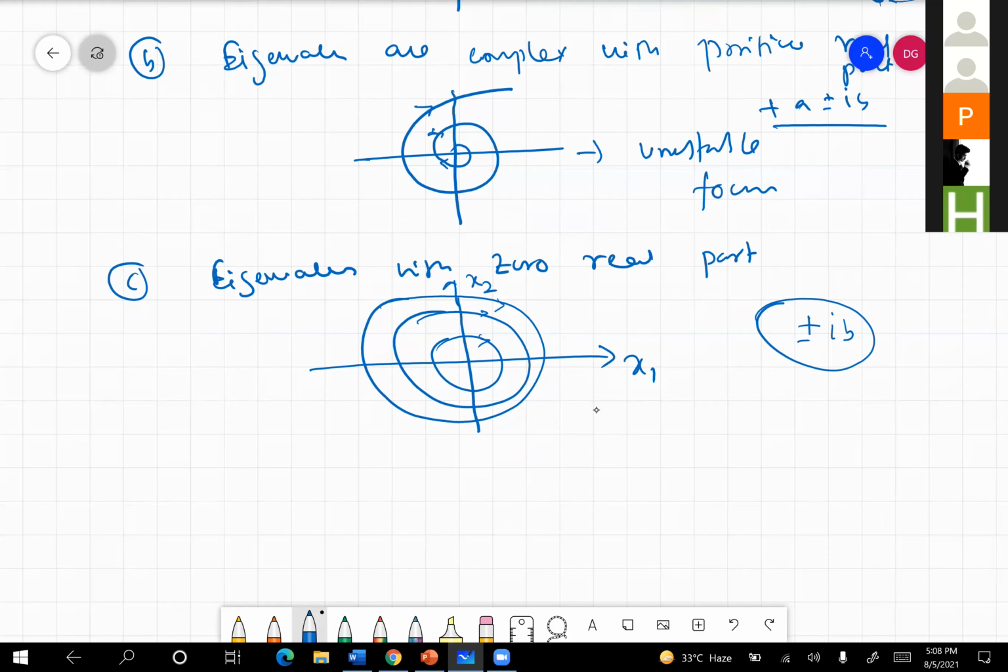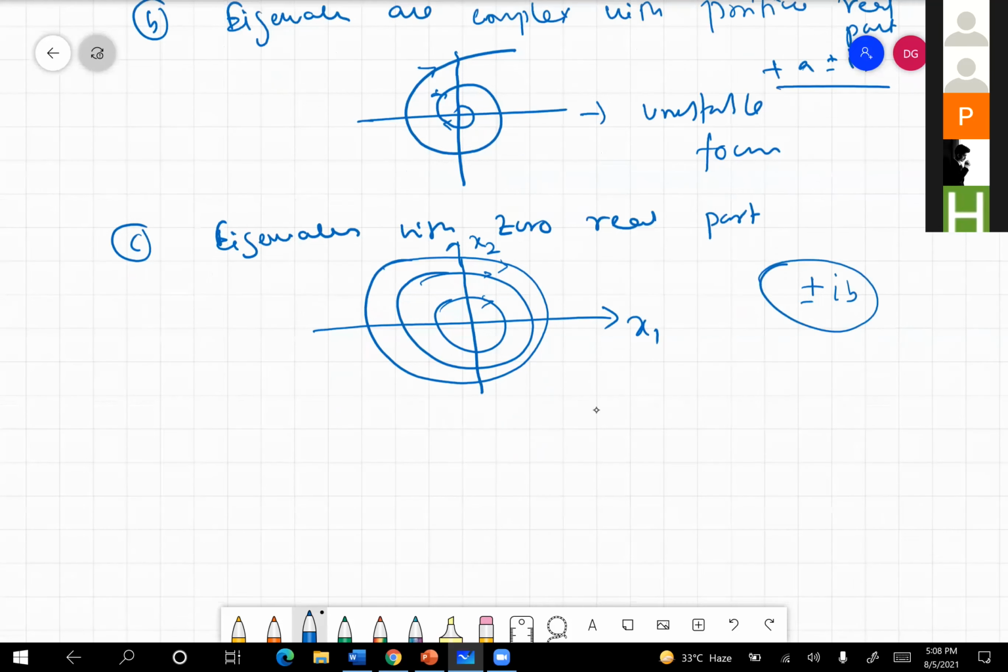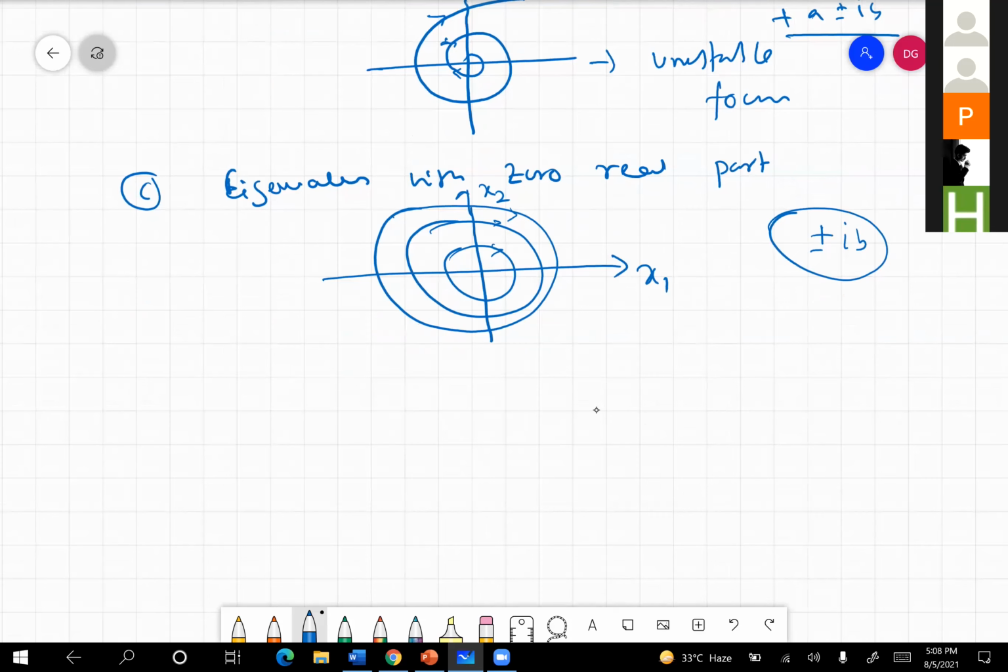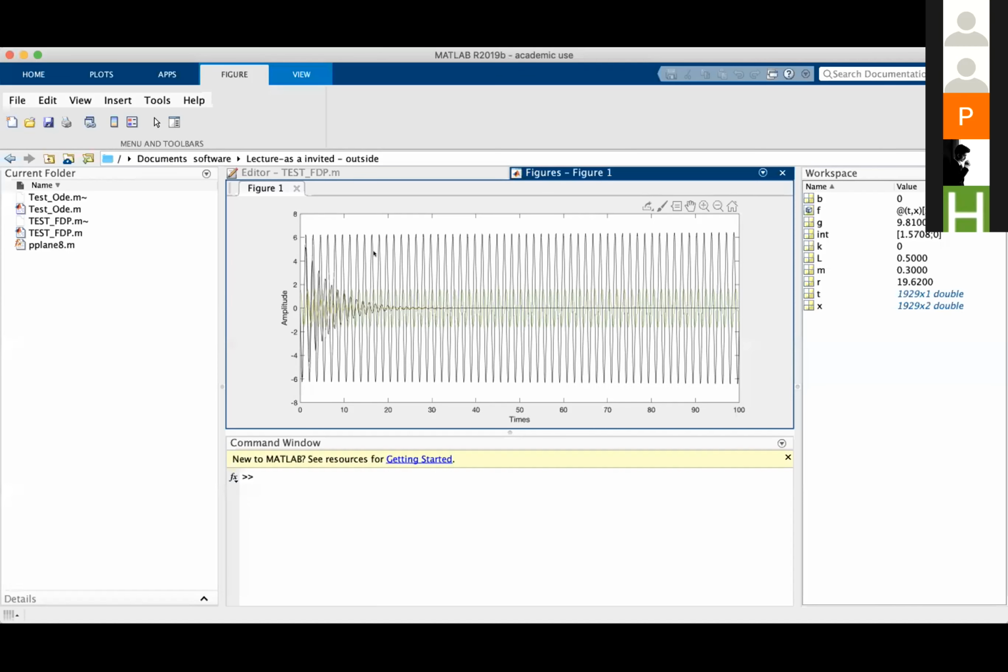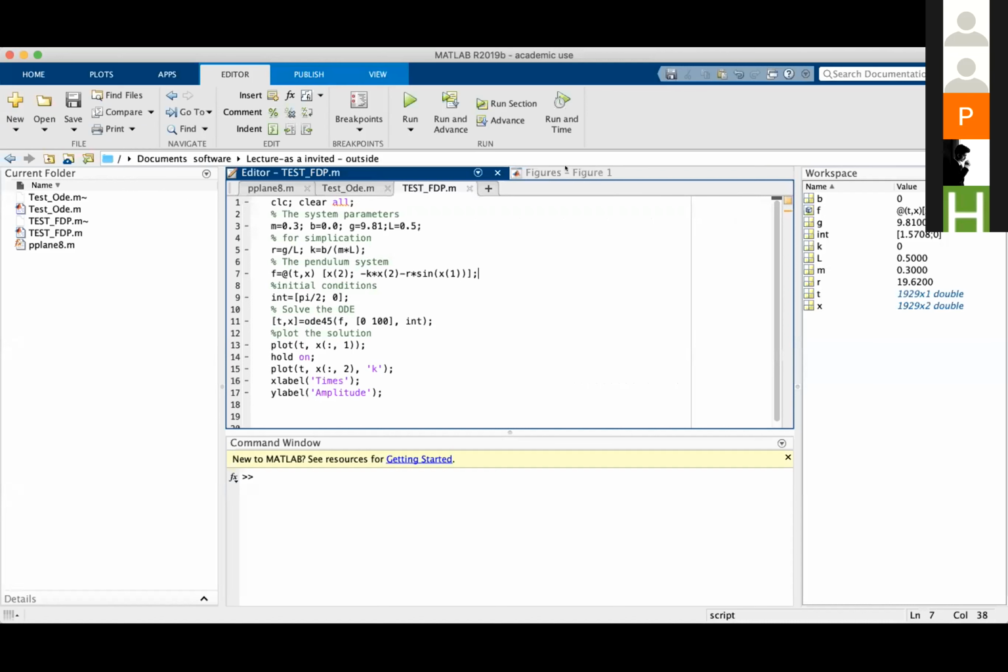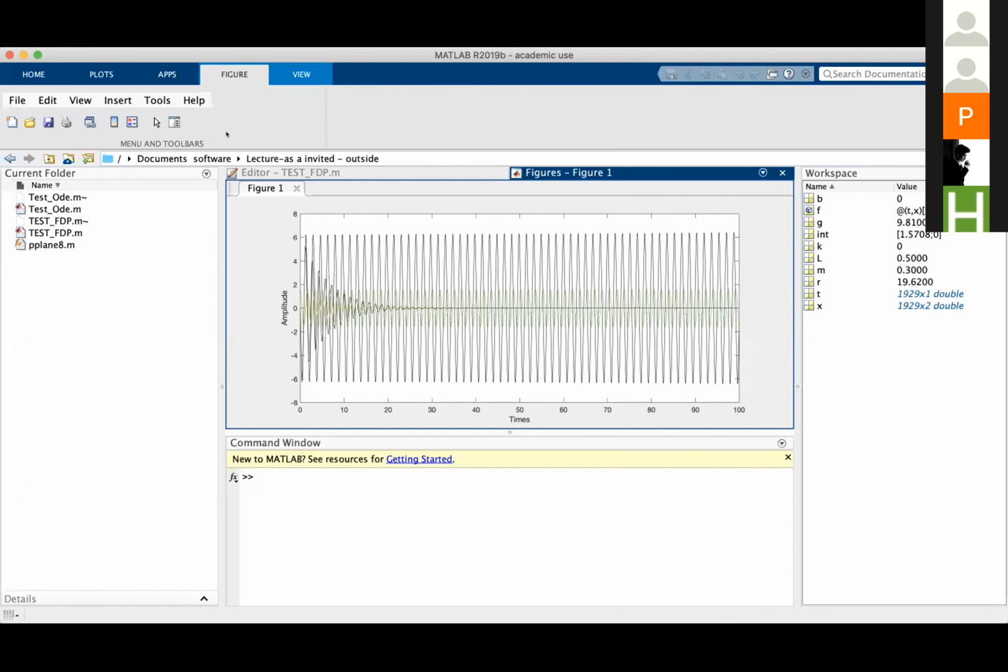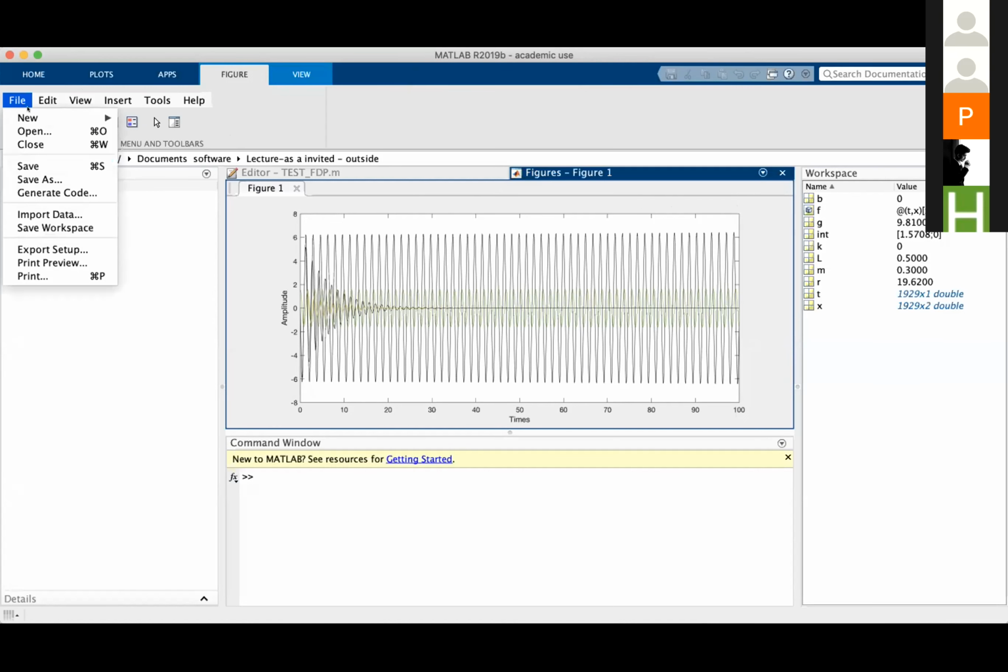Now we'll go to MATLAB again, to see how we can see the phase portrait for our system. So now I'll stop here. Let me share my screen in MATLAB. Can you see my MATLAB command window? Yeah, it's visible.